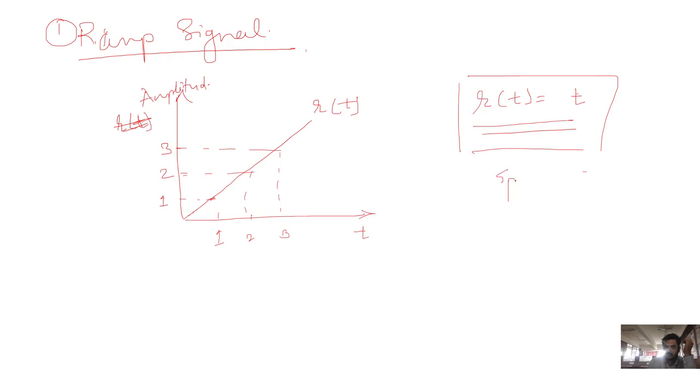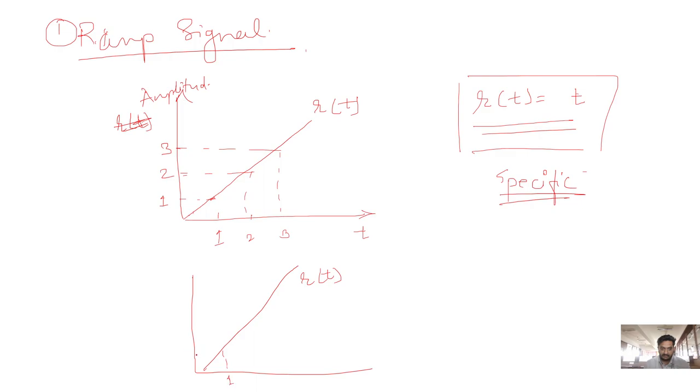This is the specific equation, where r of t is equal to t. That is going to be proportional. But it might happen that this line can be like this, a straight line. For 1, the value of amplitude is going to be say 1.1, for 2 it is going to be say 2.2, and for 3 it can be 3.3. So can anyone tell me what is the value of r of t in this case?